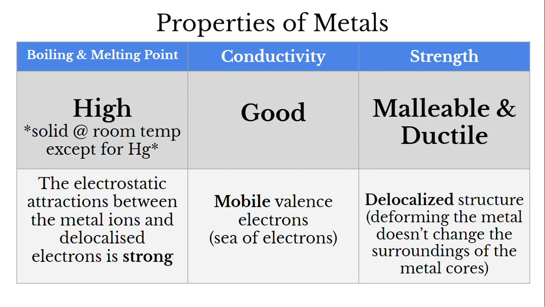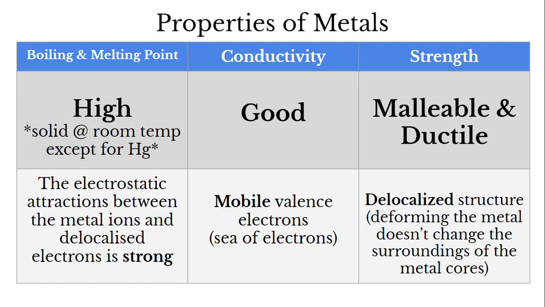They have a high boiling and melting point, which means they are solid at room temperature, except for mercury. And this is because the electrostatic attractions between the metals and these delocalized electrons is pretty strong. They are good conductors of electricity because they have the sea of electrons, so these mobile valence electrons can carry charges. They are malleable, which means they can be bent into shapes without breaking, and they are ductile, which means they can be drawn into wires.